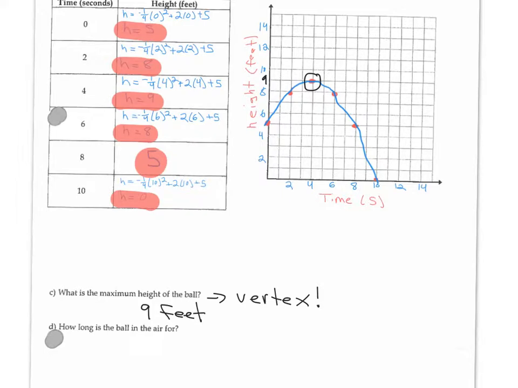And it also wants to know how long the ball is in the air for. So we have to look at our graph and we realize that the ball starts in the air here at 0 and at 10 seconds it hits the ground. So it's in the air for all of this time. So we know that it's in the air for 10 seconds.